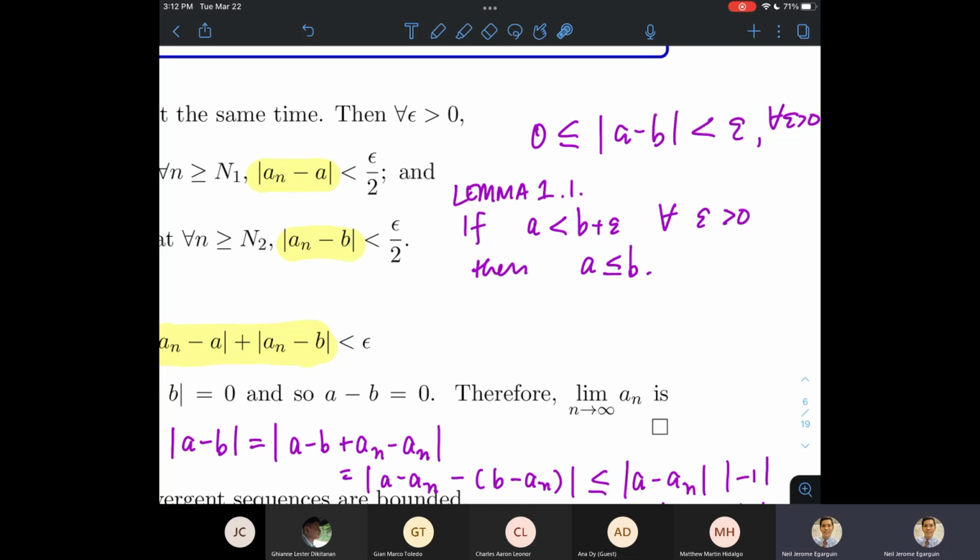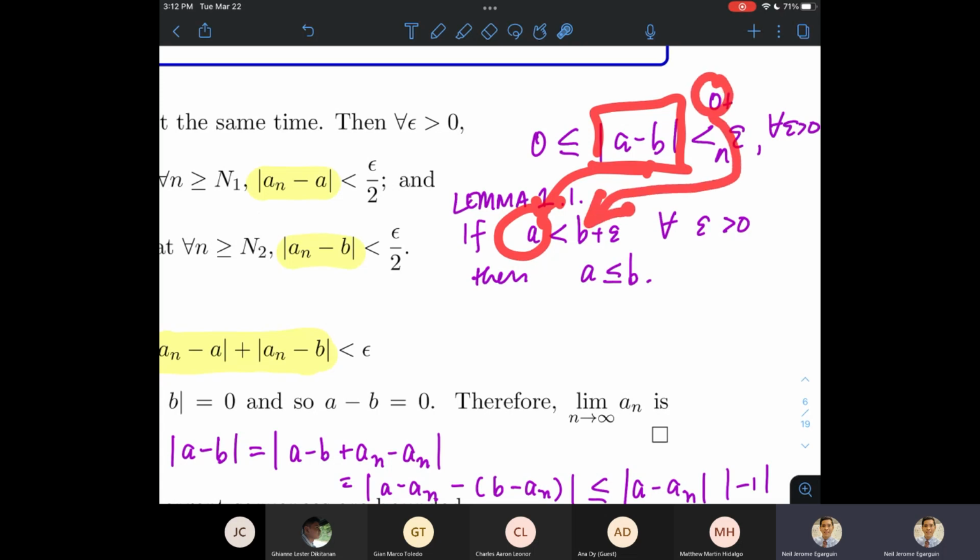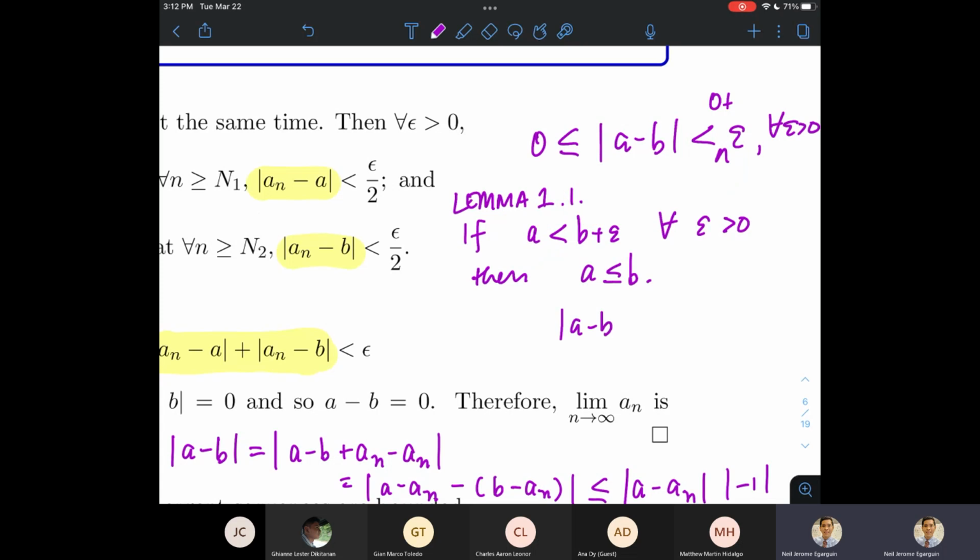Tapos, pwede ko itong i-apply dito sa inequality na to. Alright? Now, I can write epsilon as 0 plus epsilon. So, and then I'll compare it with the lemma or with the assumption of the lemma. So itong absolute value of a minus b, siya yung left-hand side. So pwede ko siyang i-treat as the a nung lemma 1.1. Tapos yung 0 na naka-add kay epsilon, pwede ko siyang i-treat to be the b dun sa lemma 1.1. So that means this will tell me that since this is true for all epsilon greater than 0, then yung a dun sa lemma 1.1 ay dapat less than or equal dun sa b nung lemma 1.1, which is 0.